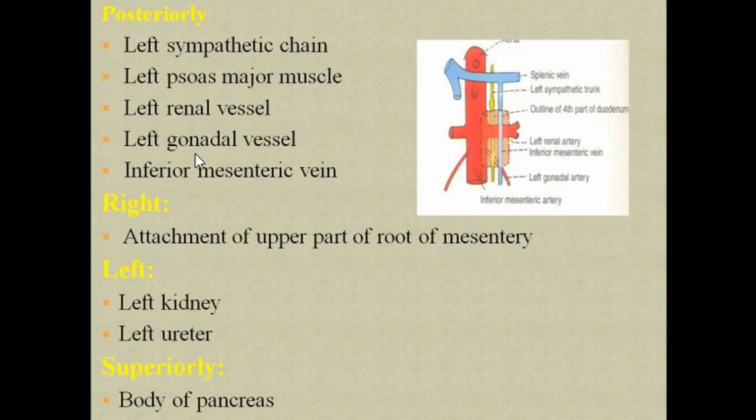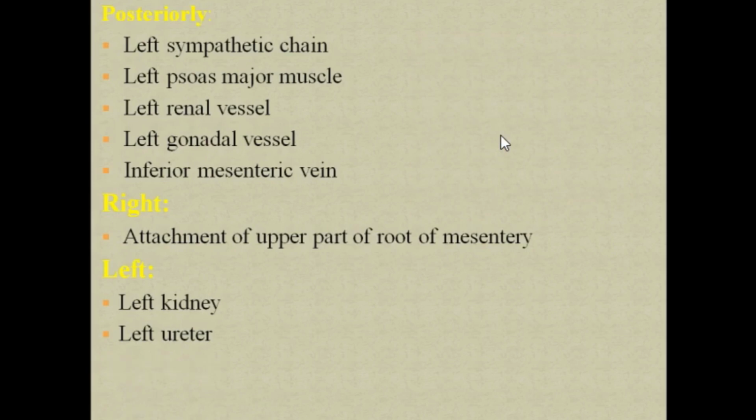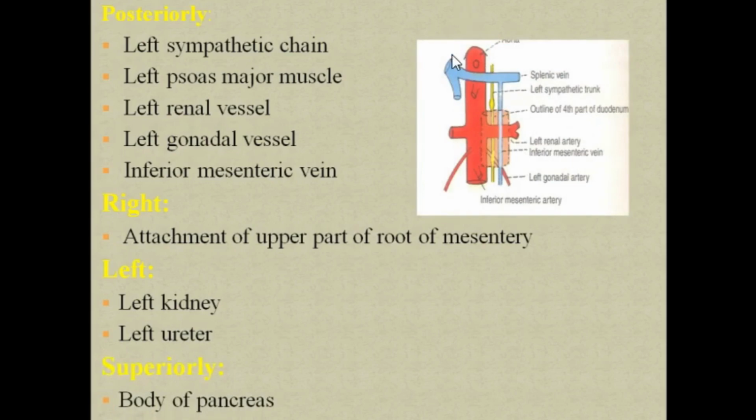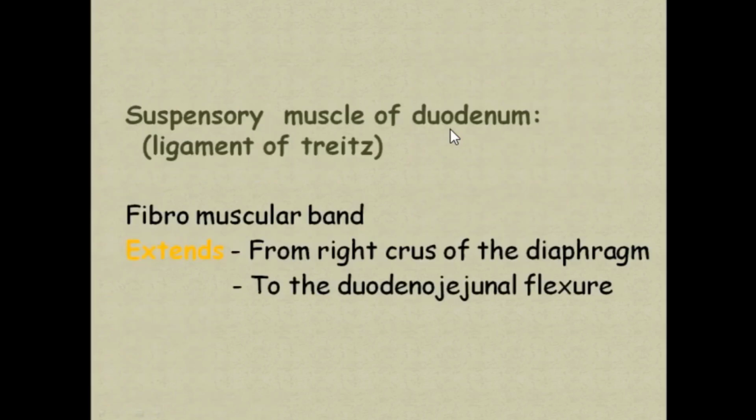So in this image we can make out the posterior relation of the fourth part of duodenum: sympathetic chain, psoas major muscle behind it, then the left renal vessel, renal artery, and then left gonadal vessels, and inferior mesenteric vein will be seen draining into inferior vena cava. So we have this duodenojejunal flexure, which is maintained by a muscle called suspensory muscle of duodenum, otherwise known as ligament of Treitz.